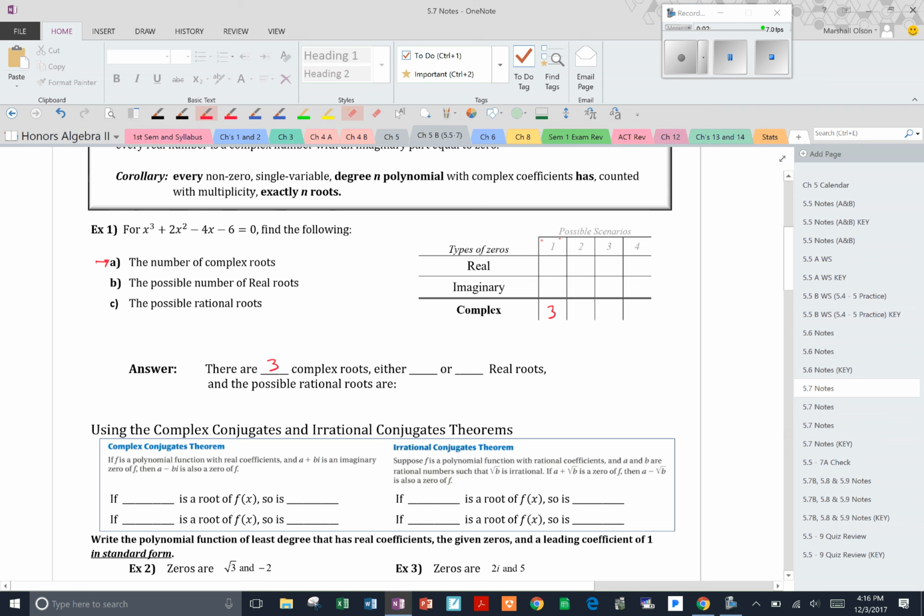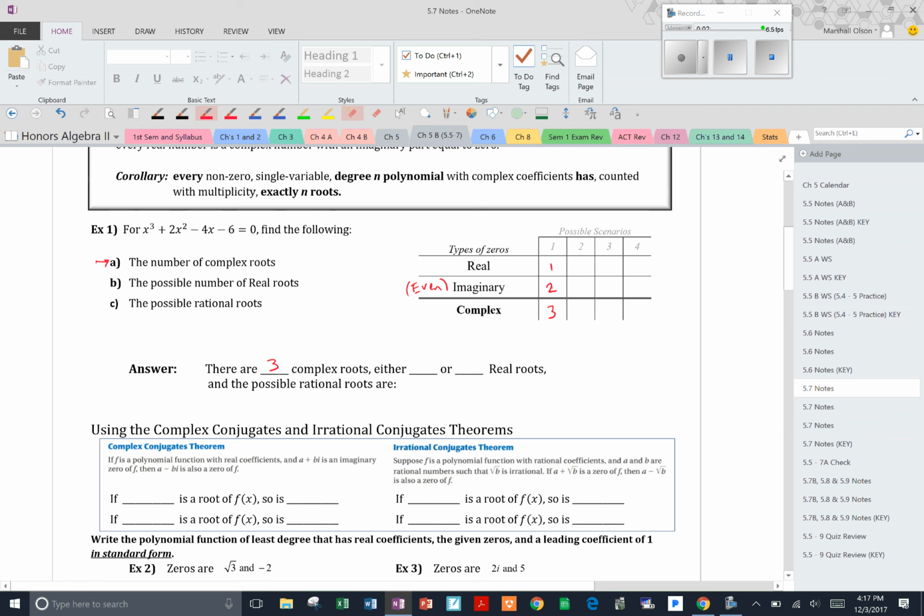So scenario 1 would be that we have 3 complex, and let's talk about how many imaginary and how many real we can have. The most imaginary that we could have here is 2 because they come in pairs, so this has to be an even number. So since we can have a total of 3, the most imaginary that we could have would be 2. That would mean that we have 1 real then.